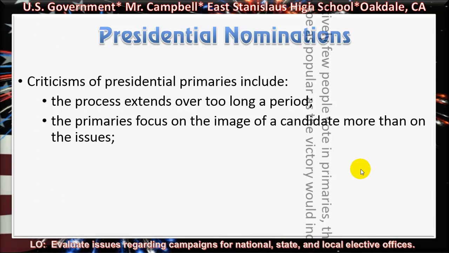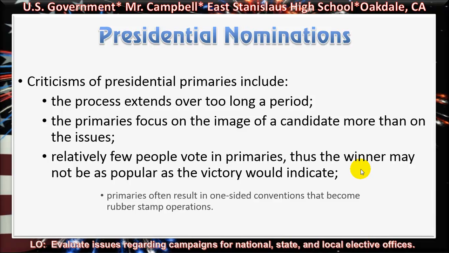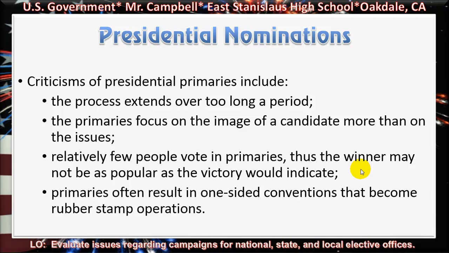The primaries tend to focus on the image of a candidate more than on the issues. That's another criticism. And relatively few people vote in primaries, thus the winner may not be as popular as the victory would indicate. And primaries often result in one-sided conventions that become rubber stamp operations.